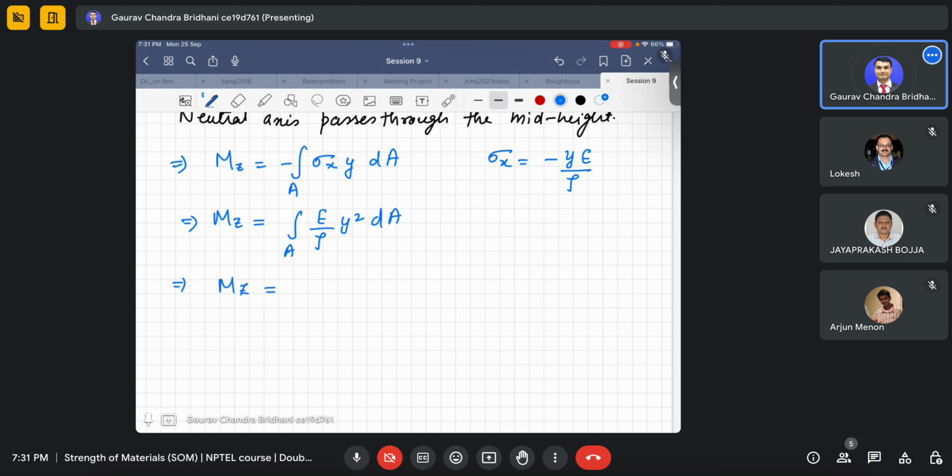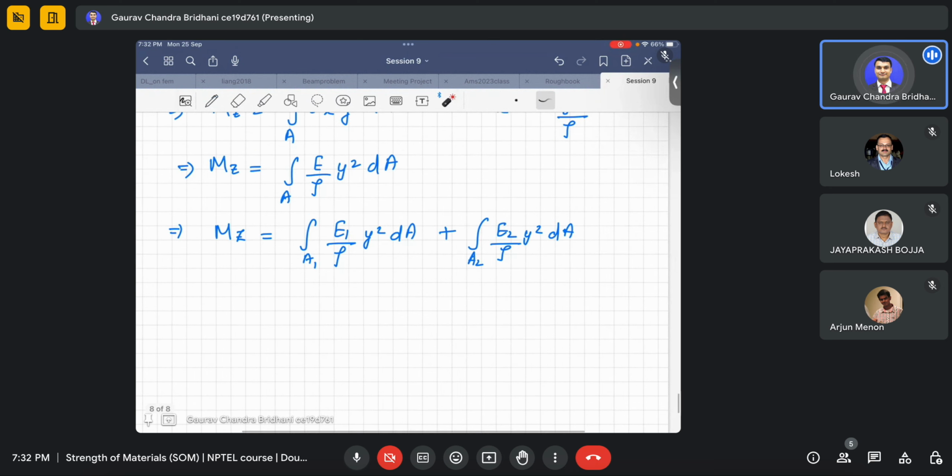Mz is equal to integral over A1, which is representing material 1, of E1 upon rho y square dA, plus integral over A2 of E2 upon rho y square dA. Correct? Till here no issue. Simple.